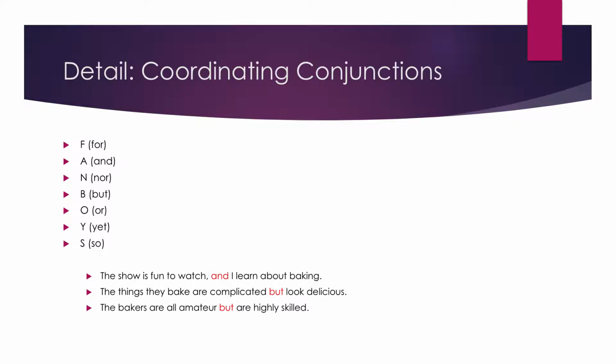So here are some examples. The show is fun to watch and I learn about baking. The coordinating conjunction is and. I have two independent clauses on either side. The show is fun to watch. I learn about baking. Both could stand on their own, so you need a comma to separate them.